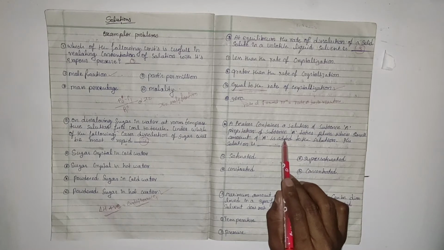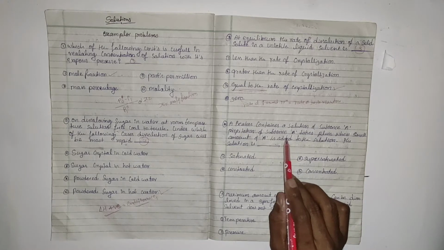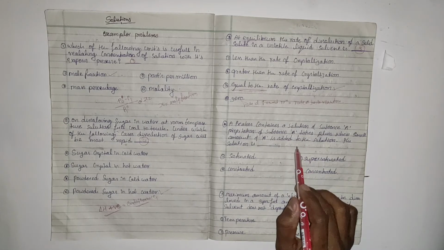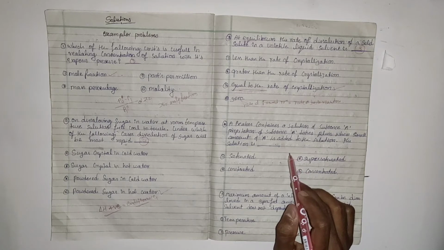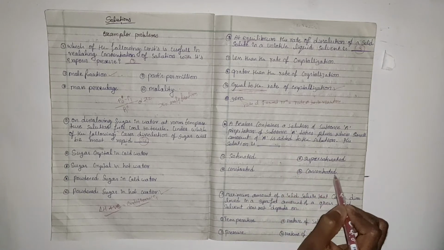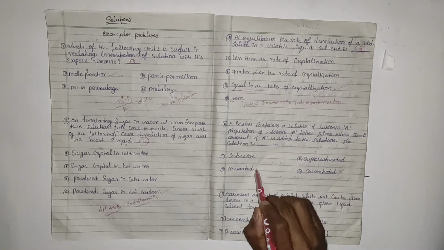For example, you may take glucose in water. Now we add some more glucose to the water, and then it will be precipitated after saturation. So that means this option is ruled out. Again, this option is ruled out.